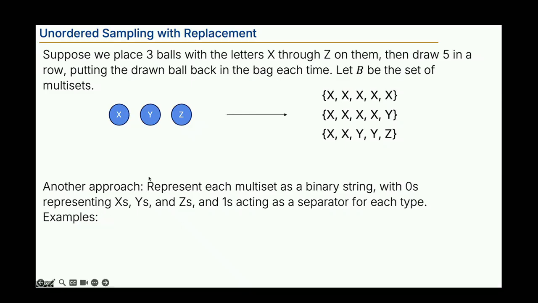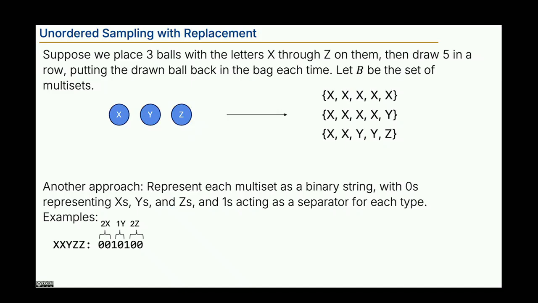So what we could do is represent each multiset as a binary string. And what's that binary string going to look like? We're going to have zeros representing x's, y's, and z's, and ones acting as a separator for each type. That is not enough information to understand it, but the examples will make it clear. One would be the multiset x, x, y, z, z. For screen reasons, I've not written it out in multiset notation, but what I mean here is the multiset with 2 x's, a y, and 2 z's.